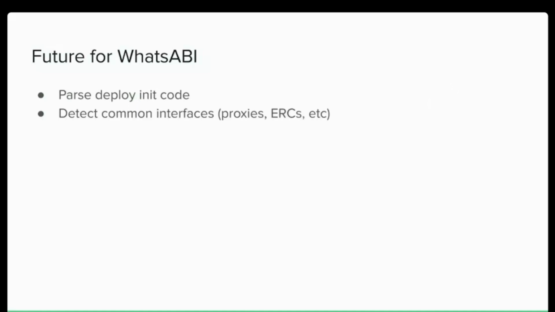I want to detect common interfaces. I think this is super useful. For one, obviously, detecting when something is a proxy, and also having a helper for resolving proxies on the fly. That shouldn't be too hard. I just need to do it.